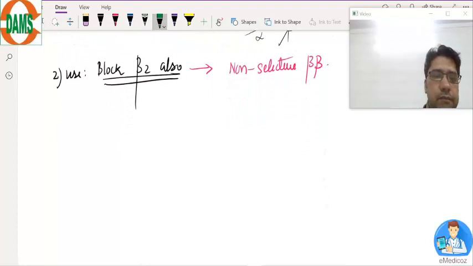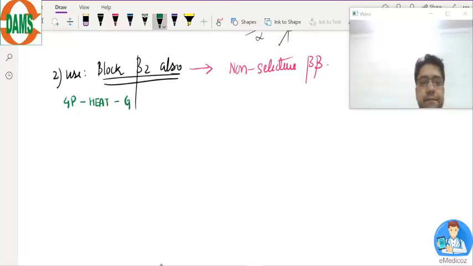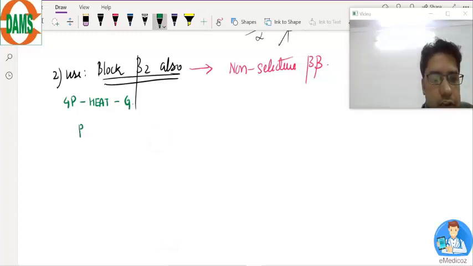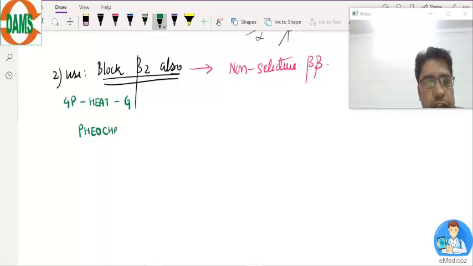You will write a mnemonic, 4P heat, and lastly write one more letter, G. 4P. First point. First, beta blockers are the drug of choice to control symptoms of pheochromocytoma.